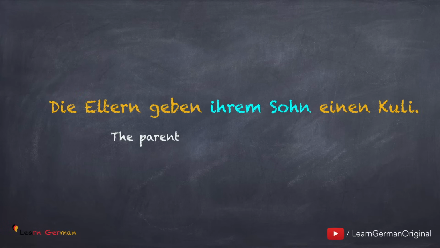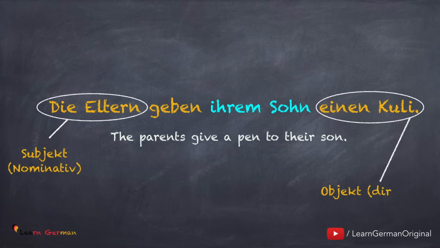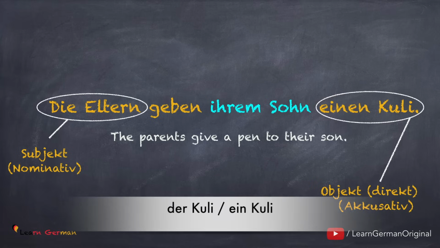Let's look at another example. Die Eltern geben ihrem Sohn einen Kuli. In this sentence, die Eltern are the subject, which is nominative. Einen Kuli is the directes Objekt, which is accusative. And why is it einen? Because the masculine article ein changes to einen in accusative. If you want to revise this, you can watch our video on accusative.